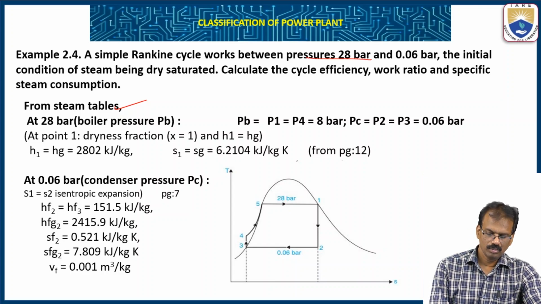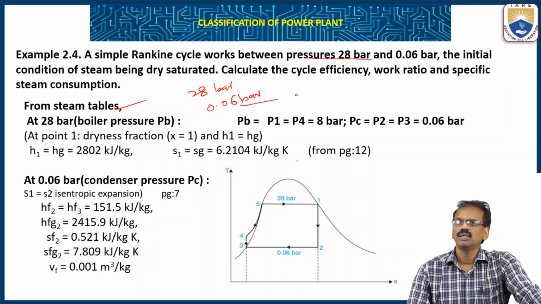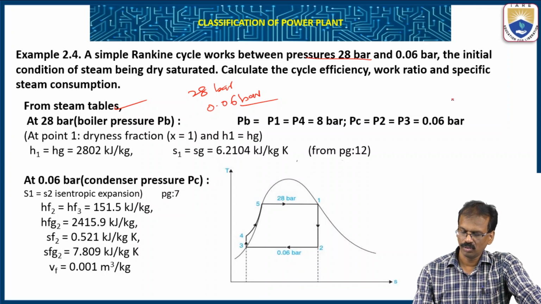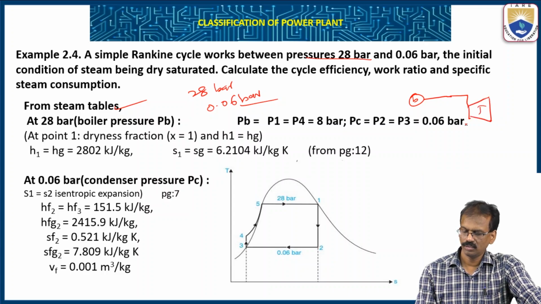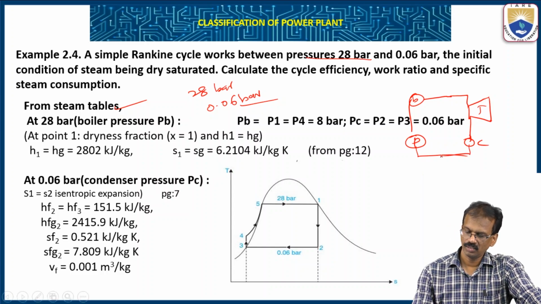So the first one is the condition: two pressures are given. One is 28 bar, another one is 0.06 bar. So these are the two conditions. You know that in a thermal power plant there are four main components. One is the boiler, another one is the turbine, then the condenser, and then pumping to the boiler. These are the main components. This is condition one.